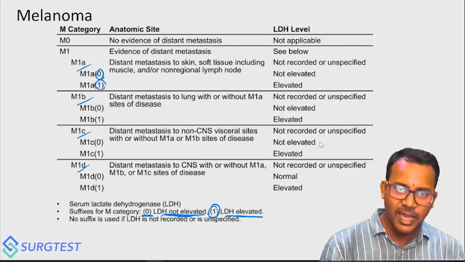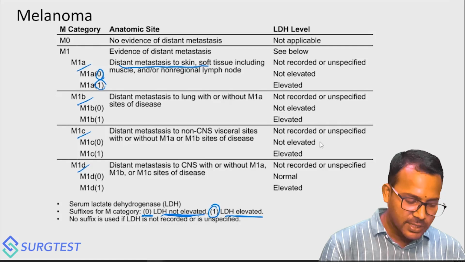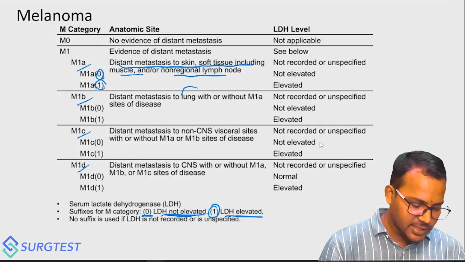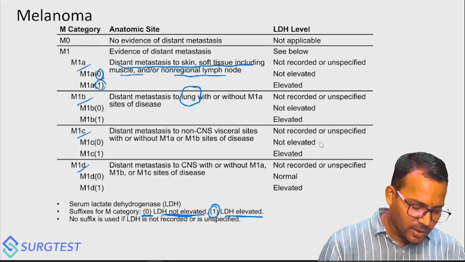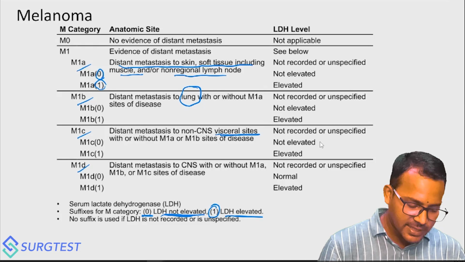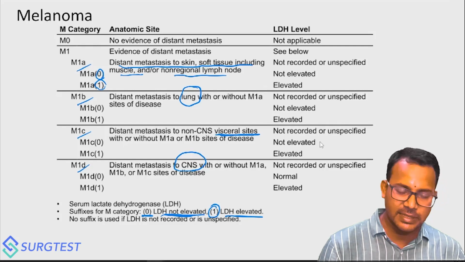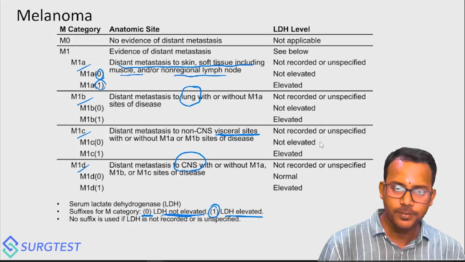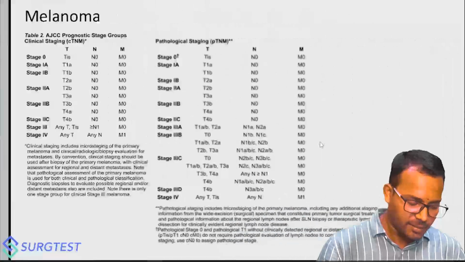So what are these M1A, B, C, and D? You see, M1A is a distant metastasis to skin, soft tissues, including the muscle, or some non-regional lymph nodes. M1B is metastasis to the lung, with or without M1A. M1C would be a metastasis to all visceral sites other than CNS. Okay, and M1D is CNS metastasis, and these can be with or without your M1A, M1B, or M1C. Okay, so this is regarding the M category or metastatic category of malignant melanoma.